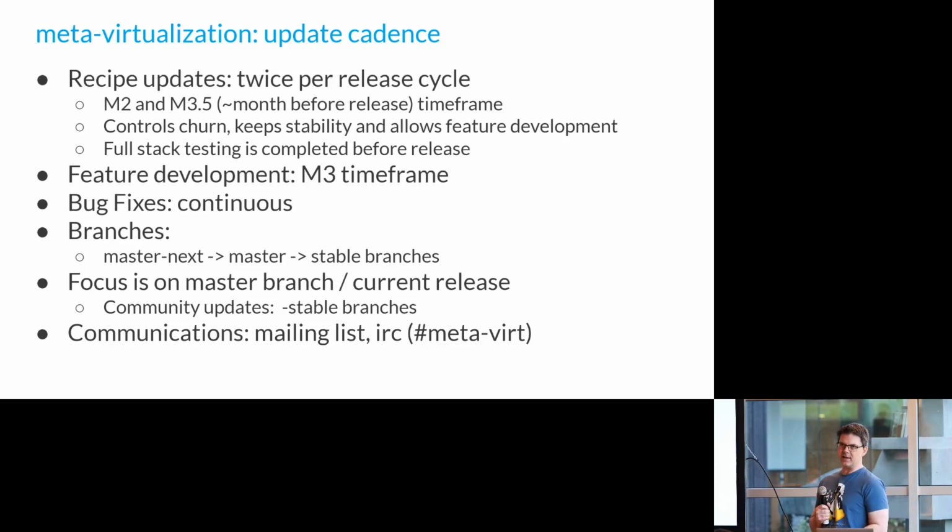One thing I wanted to cover, because this will be recorded and we can use it as a reference, to keep my sanity, there is an update cadence to meta-virtualization. I go through and update pretty much every recipe in meta-virtualization around the M2 timeframe and then once more before release, about a month before release. So I called it M3.5. That allows me to actually do feature development, avoid the churn and little breakages in the middle. I test the whole stack because some of these things are quite complicated. And then I do the whole thing for releasing.